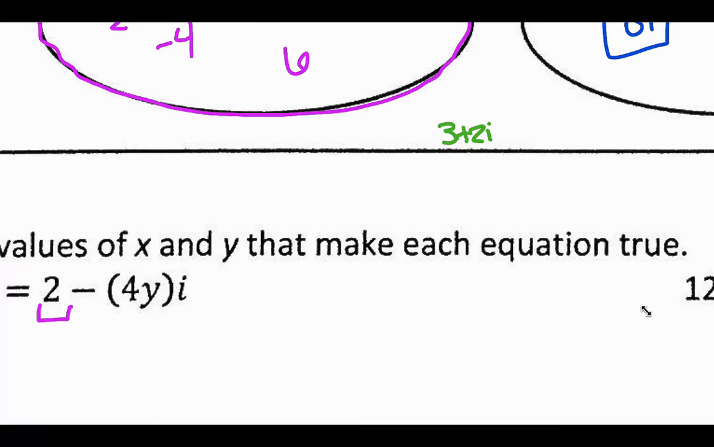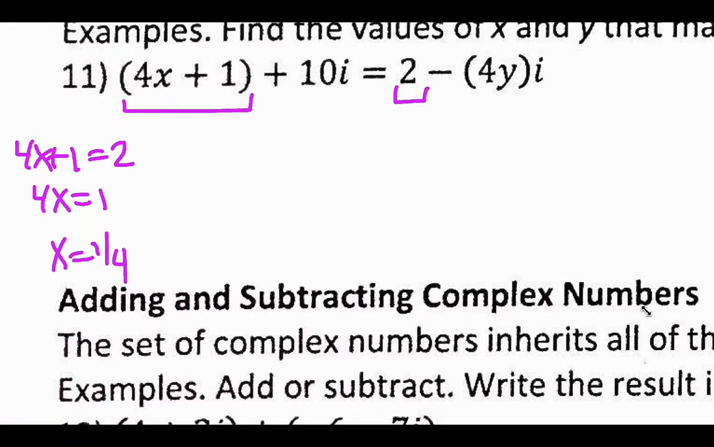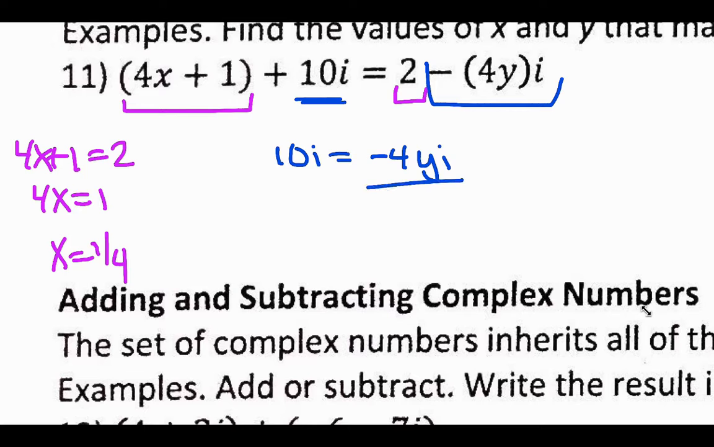Then I have my imaginary part. My imaginary part is 10i, and so is negative 4yi. 10i equals negative 4yi. So I can divide by negative 4i, just like I can divide 10 by negative 4. I can do this division here. And my i's are going to cancel, and I'm going to get negative 5/2 is equal to y.